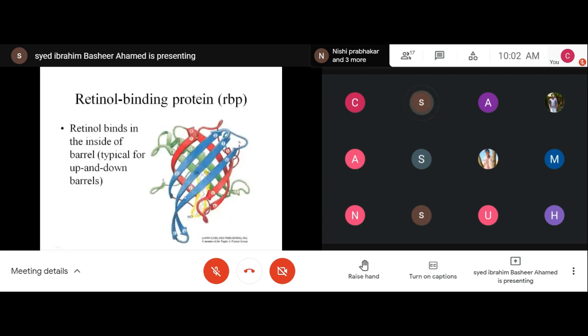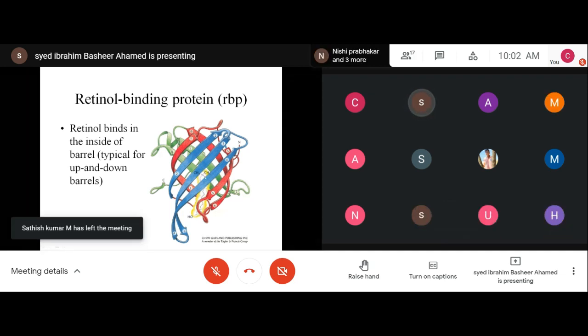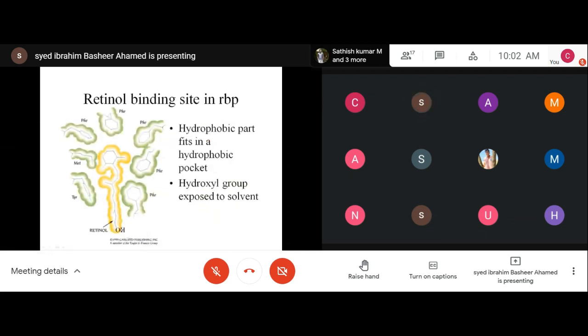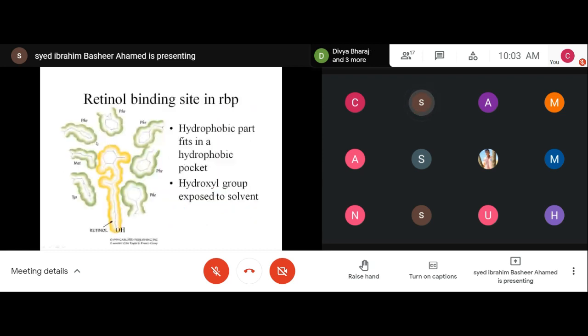Here you can see another kind of protein, the RBP, retinol binding protein. Again, this is an up and down barrel. In the center you have the active site, which is a hydrophobic layer. The retinol is bound inside the hydrophobic layer. The hydrophobic region is buried inside the barrel, surrounded by hydrophobic residues, and the hydrophilic terminal of the retinol faces outside.